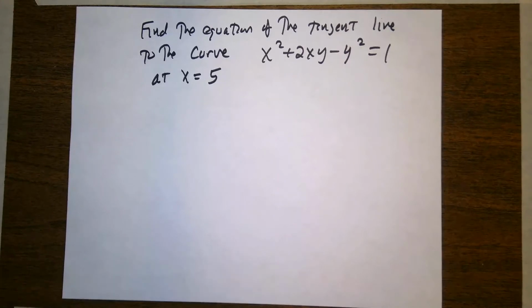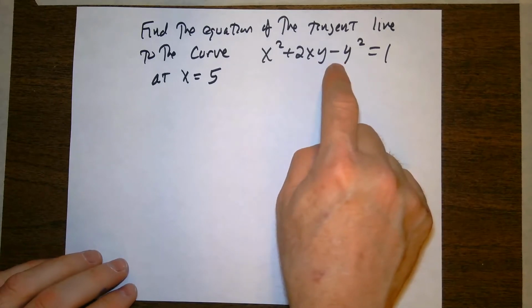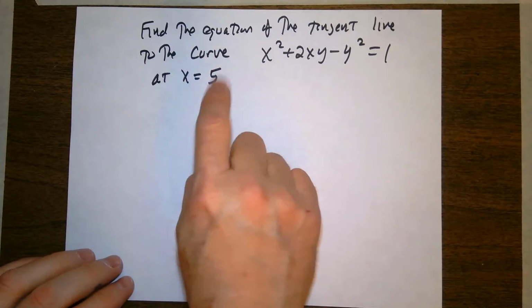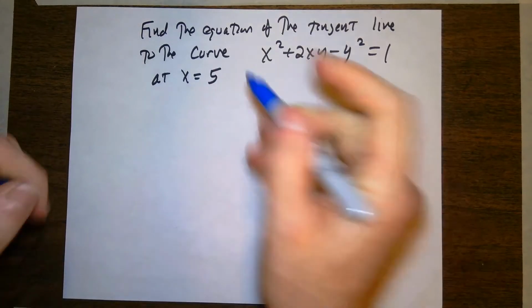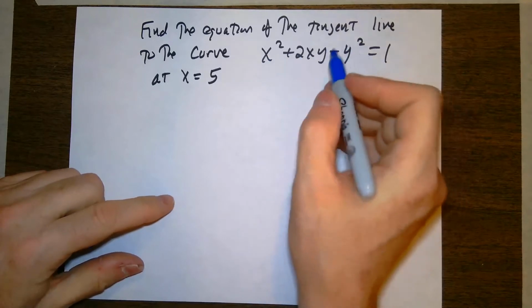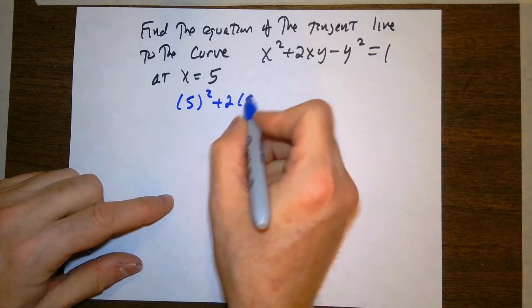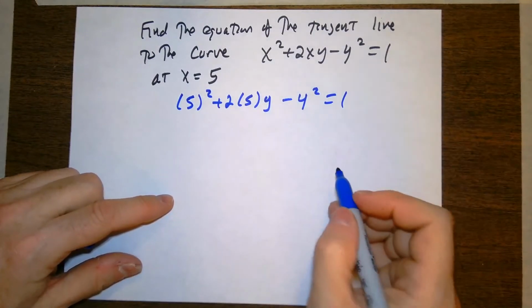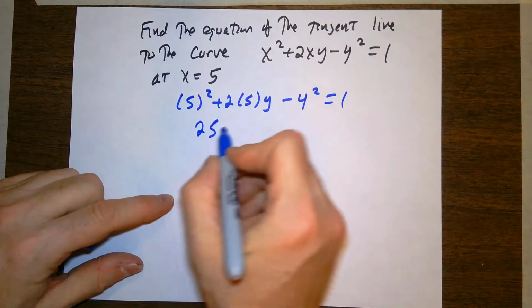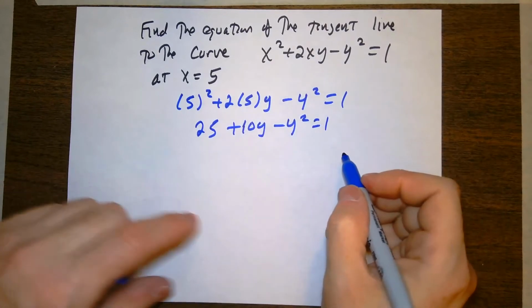All right, so what are we going to need to do here? A couple of different things. I know at some point I'm going to have to take the derivative of this thing. But at x equals 5, well, what's the y value? So let's take a closer look at x equals 5. If I plug 5 into the original function, I've got 5 squared plus 2 times 5 times y minus y squared equals 1. 25 plus 10y minus y squared equals 1.